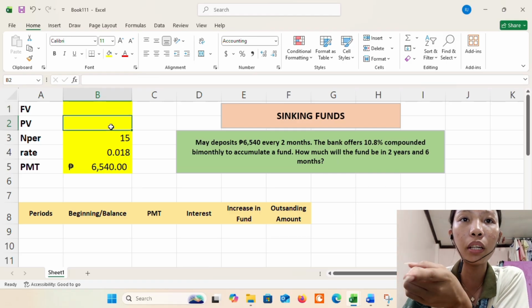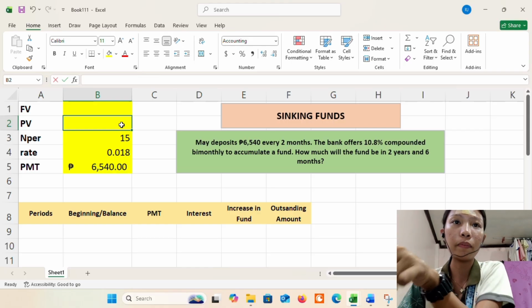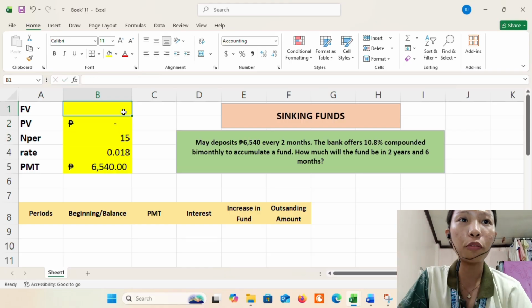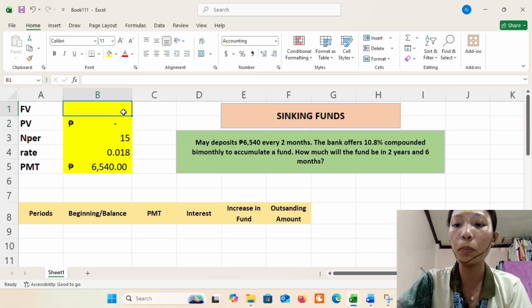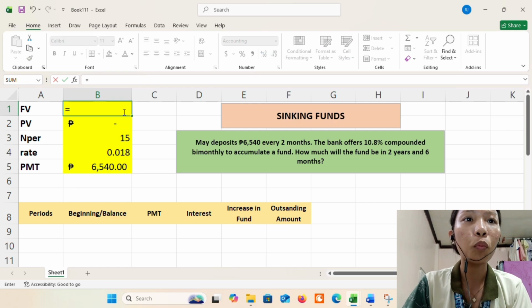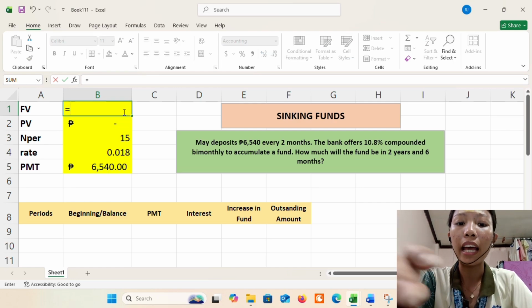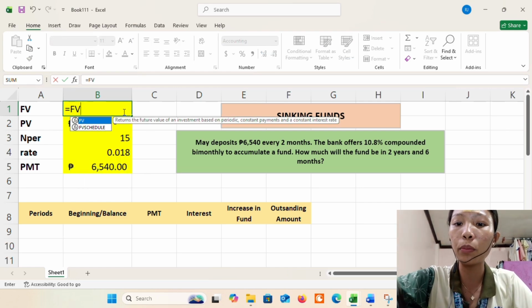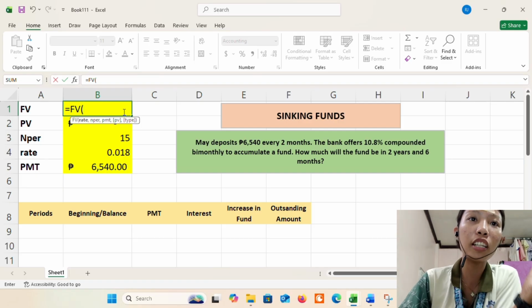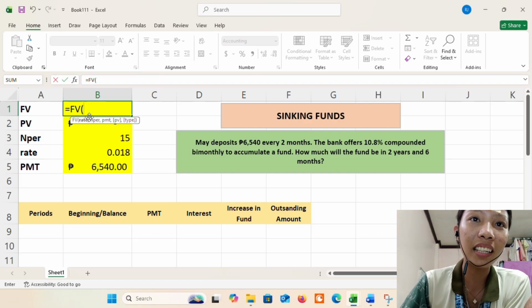So here in PV, we're gonna put 0 in it. Okay. So now let's solve for the FV. So the first thing we'll need to do is to put an equal sign. And next, we're looking for FV, so we're going to type FV. Next, we're going to put an open parenthesis. Then we're just gonna follow what is being asked here. This is the sequence of what's going to be inside the parenthesis.